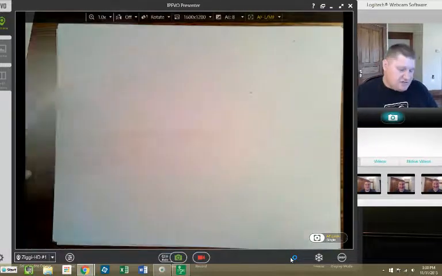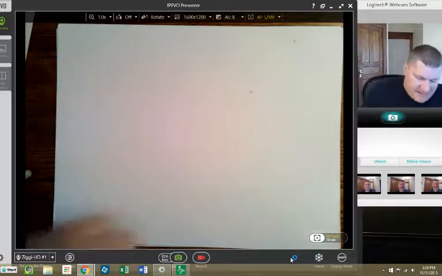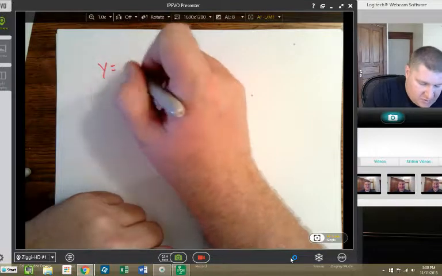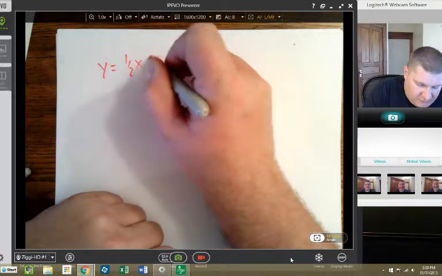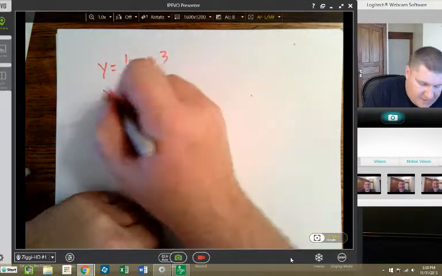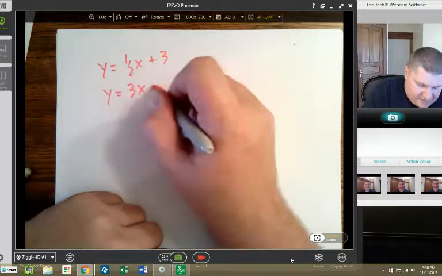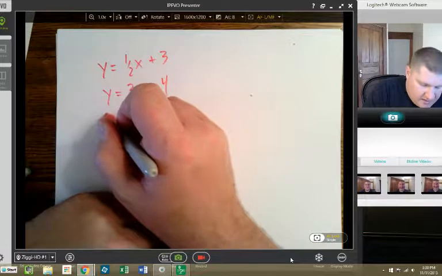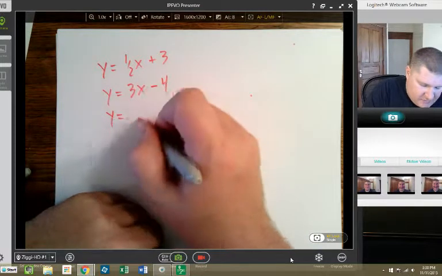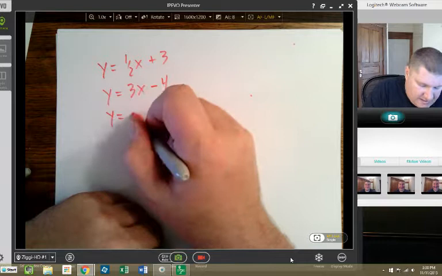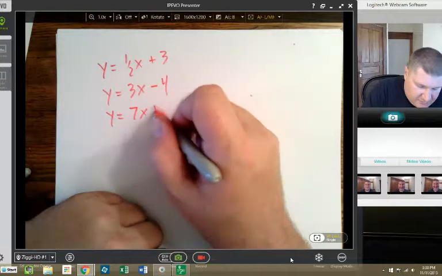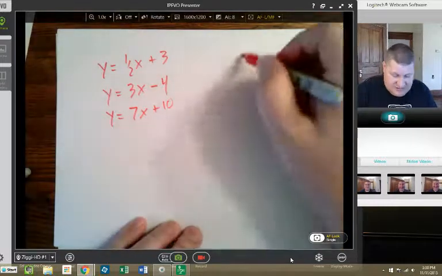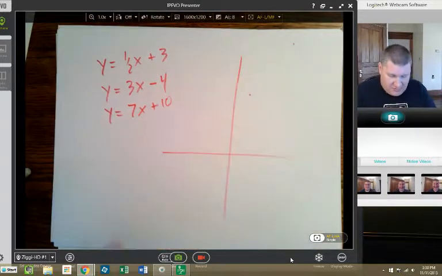Last thing we want to talk about is if I have a situation like this. y equals 1/2 x plus 3. y equals 3x minus 4. And y equals 7x plus 10. Now, I have three equations in this case, and so I'm going to graph all three.